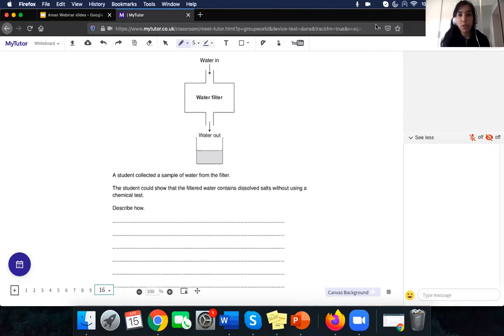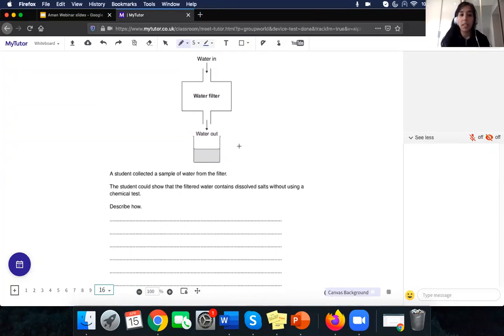Crystallization. Excellent. Well done for people that are saying crystallization. So just like the question we did right at the beginning, exactly the same here. So how do we do crystallization? What do we need to put in this answer then?